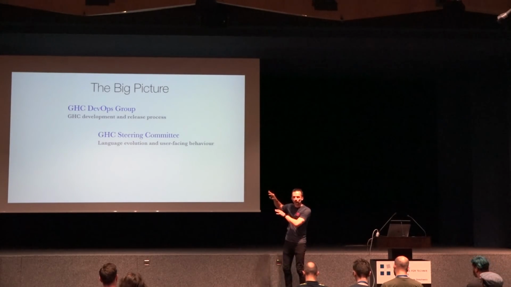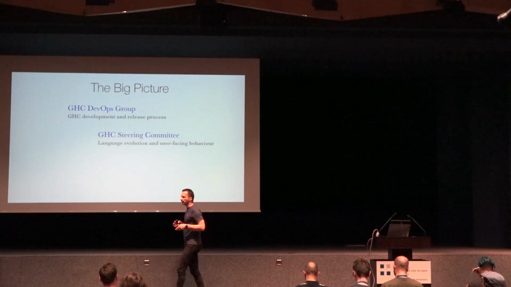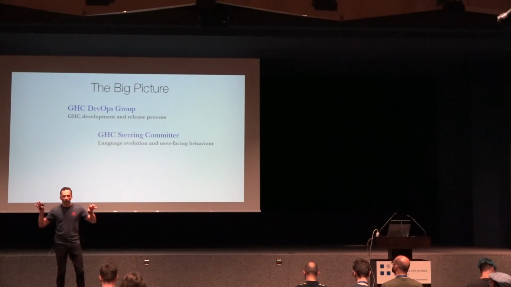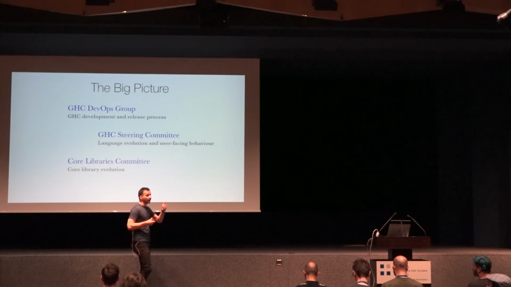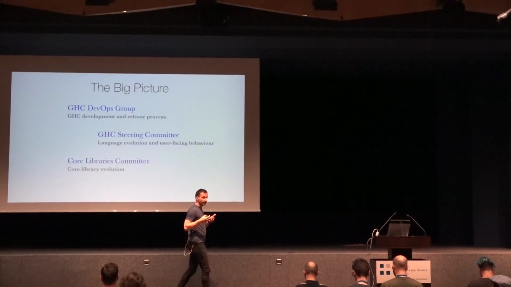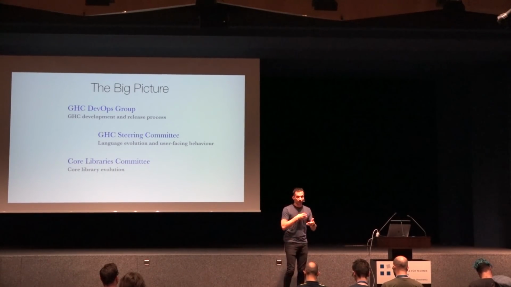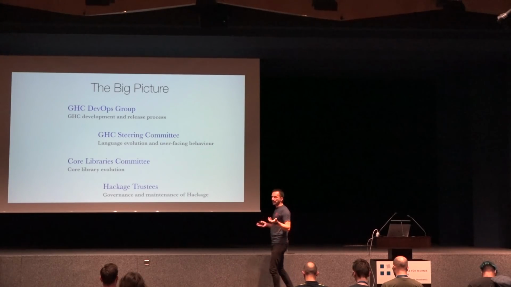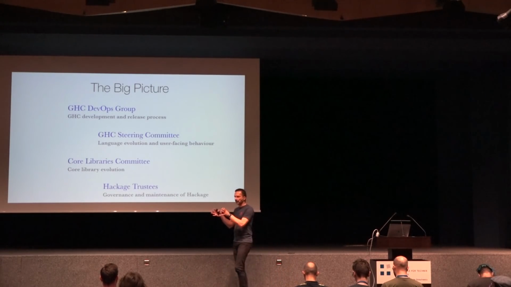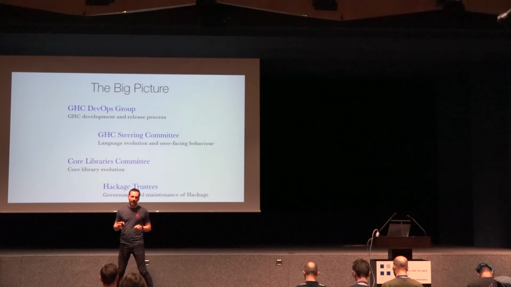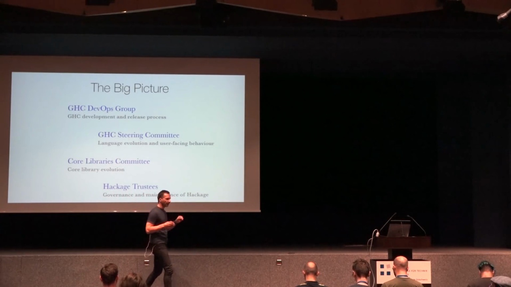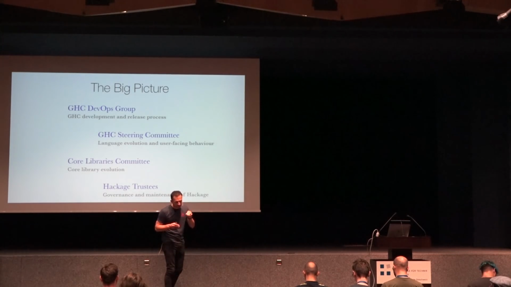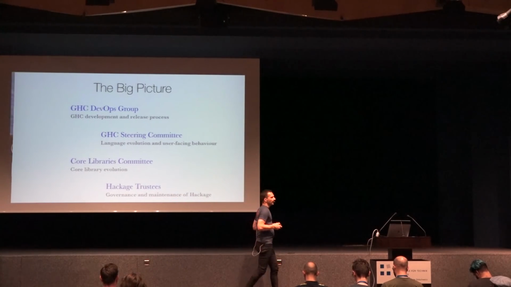So these are two separate groups, and there's some overlapping membership, but they really aim at two completely different problems. Then we have the core libraries committee. That's responsible for the core libraries and the evaluation of the core libraries. We really don't care about the libraries. GHC DevOps cares about the compiler, not the libraries. And then we have Hackage, and that's yet another separate group of people who look after Hackage. So really what I'm trying to say here, GHC DevOps is really about that one specific thing: GHC releases, keep them high quality and keep them coming on a regular basis.